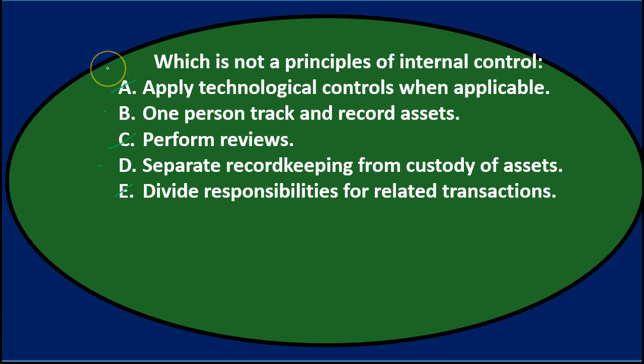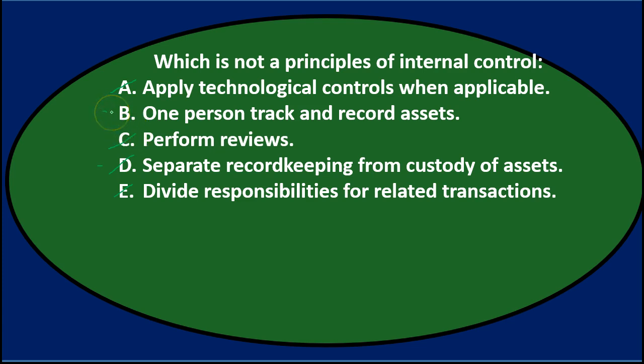If we read this one more time, which is not a principle of internal controls? B, one person track and record assets. Or D, separate record keeping from custody of assets. So B is saying that one person should do everything, and D is saying we should separate. And remember that separation of duties is the one that will be a principle. So we typically want to separate duties, not have an individual do more transactions.